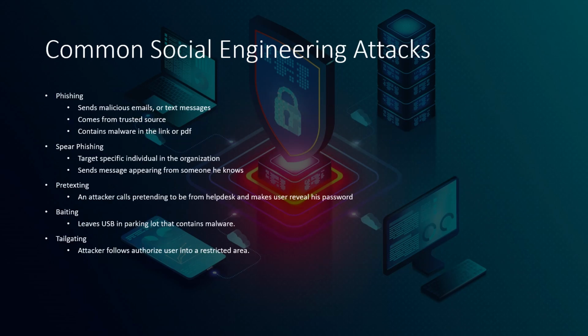Common social engineering attacks include phishing, spear phishing, pretexting, baiting, and tailgating. Phishing sends malicious emails or text messages that seem to come from a trusted source and contain malware in a link or an attached PDF. Spear phishing is more targeted to the individual and the organization, sending messages appearing to be from someone they know.